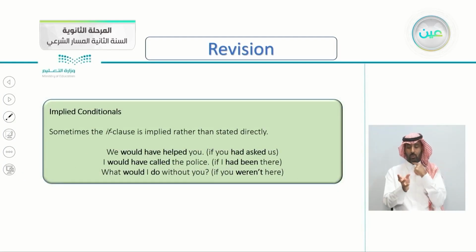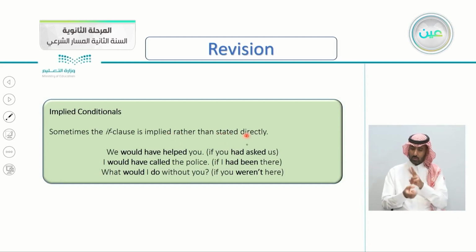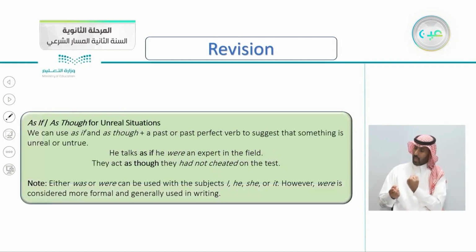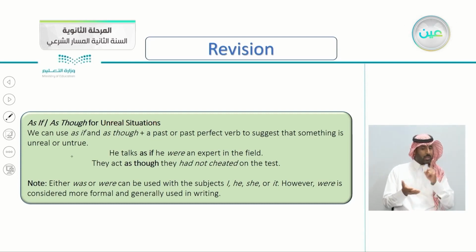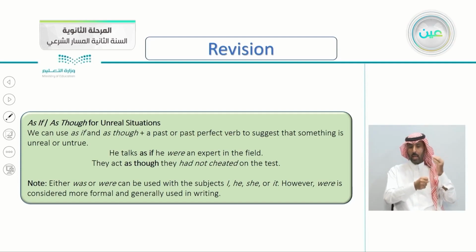And we learned about the implied conditionals. You don't have to say it, it is implied rather than stated directly. We would have helped you if you had asked us, and so on. And we also learned about as if and as though for unreal situations. When we talk about something that's unreal or untrue, we can use as if and as though plus a past or past perfect verb to suggest that something is unreal or untrue.